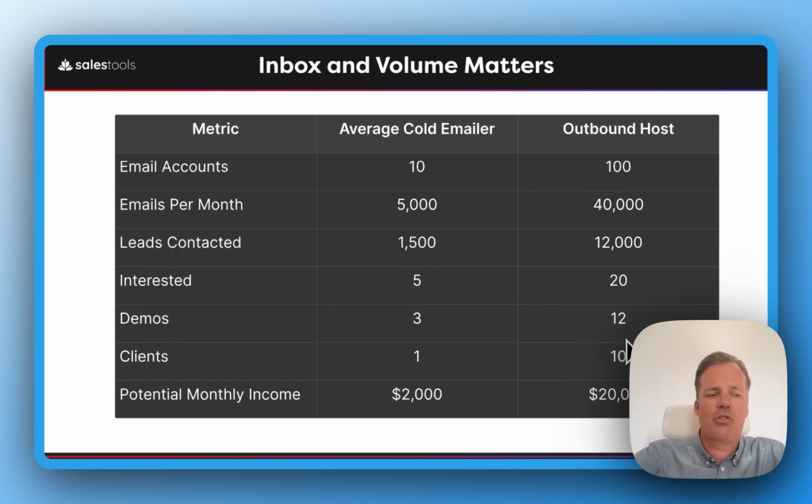Now, why does that matter? If you take the average cold email campaign, you typically have 10 email accounts. With Outbound Host, you'll have 100 at a lesser cost. That means instead of sending 5,000 emails that might not always land in the inbox, you will send a minimum of 40,000 emails a month. You will contact, instead of 1,500, 12,000 to 15,000 leads, which means you don't have just 5 interested buyers. You have 20 as a minimum and probably ranging up towards 50, which again yields more demos and results and potential monthly income.